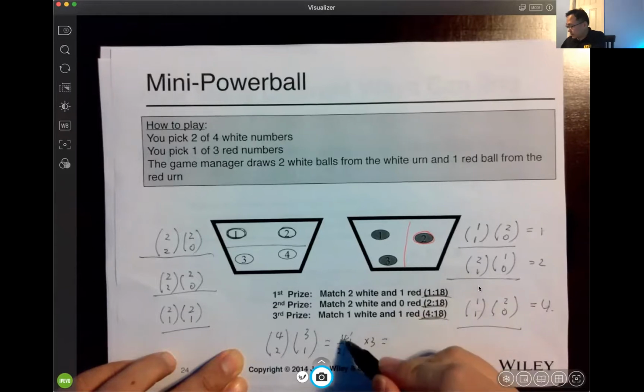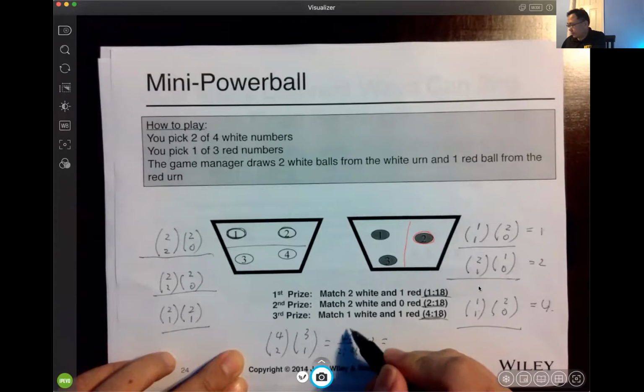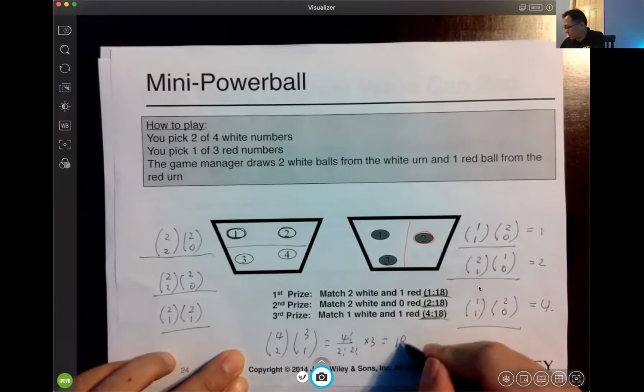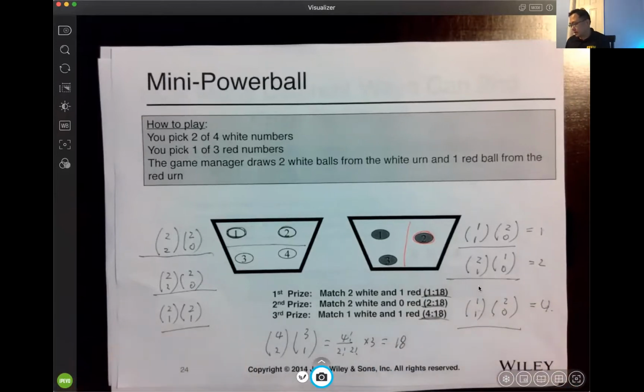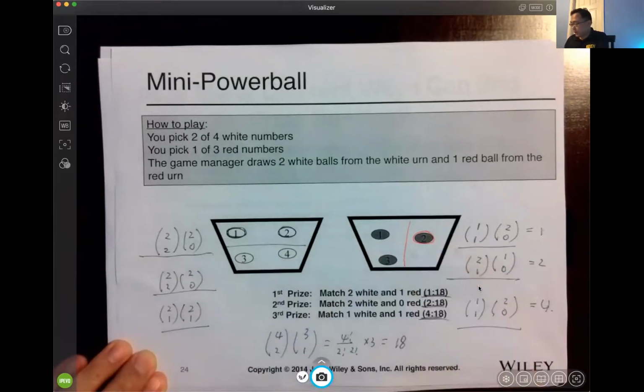And you can see this one equal to 6. 4 times 3, 2, that's 6. 6 times 3, that's 18. All right. So if I just randomly choose 2 balls from here, 1 ball from here, I have 18 combinations.